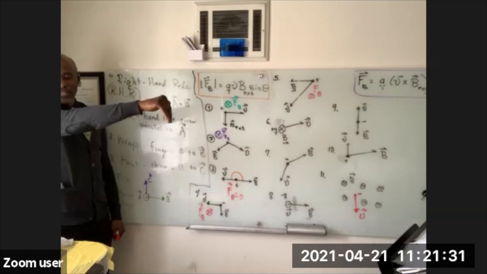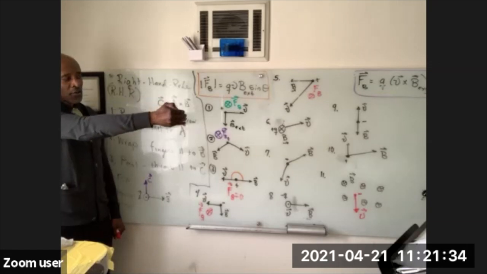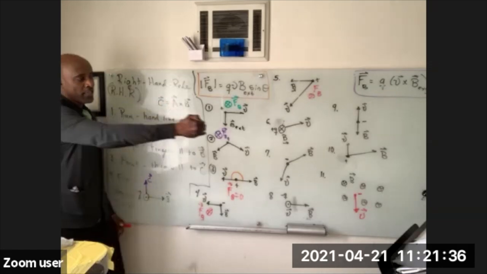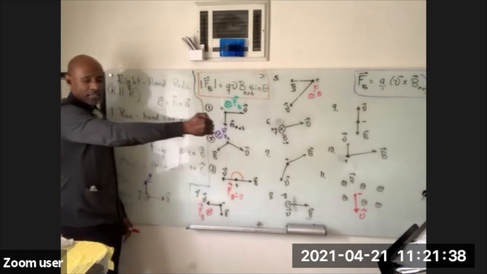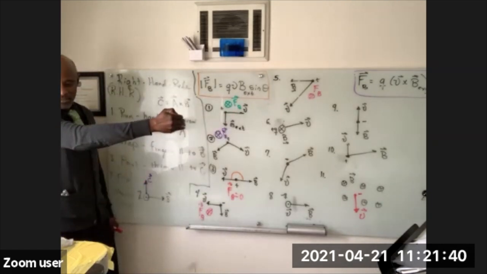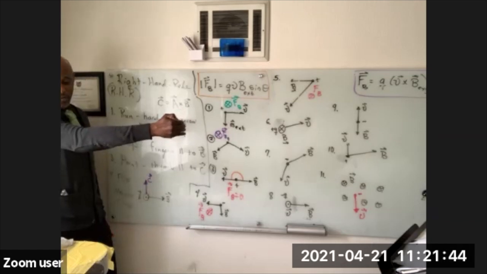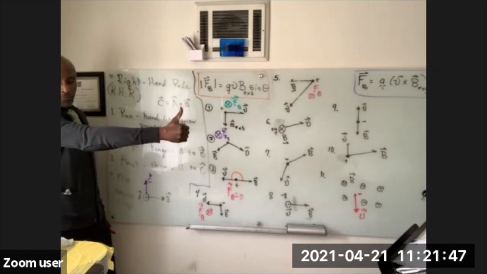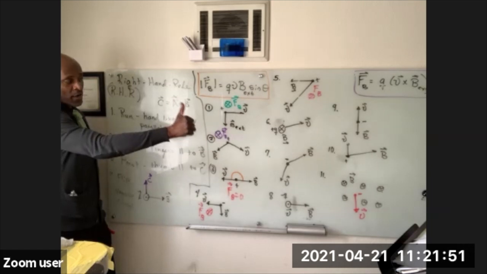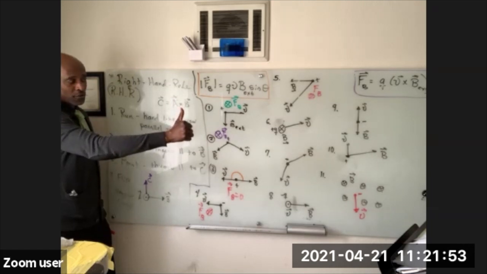How would you do that? There you go. You got to turn it so that those fingers are now pointing into the board parallel to B. That's what the second step is. So now that you have that, go to the third step and point your thumb. So that is the direction of the force.